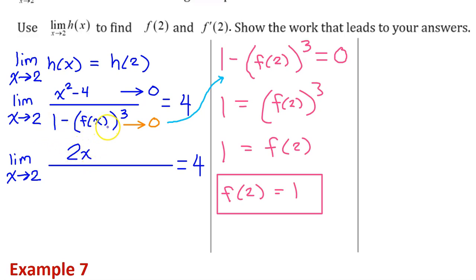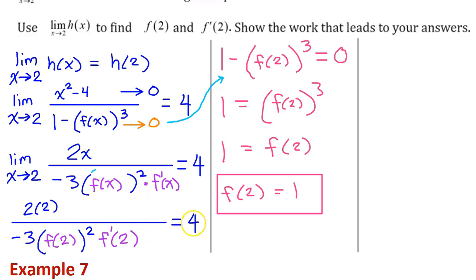For the rest of the denominator, we need to apply the chain rule. So first we take the derivative of the outer function, which is negative 3 parentheses to the second power. But we have this inner function, f of x. And the chain rule demands that we now multiply by the derivative of the inner function. So we multiply by f prime of x. We should be able to evaluate this limit by direct substitution. So let's plug in 2 for all of these x's.